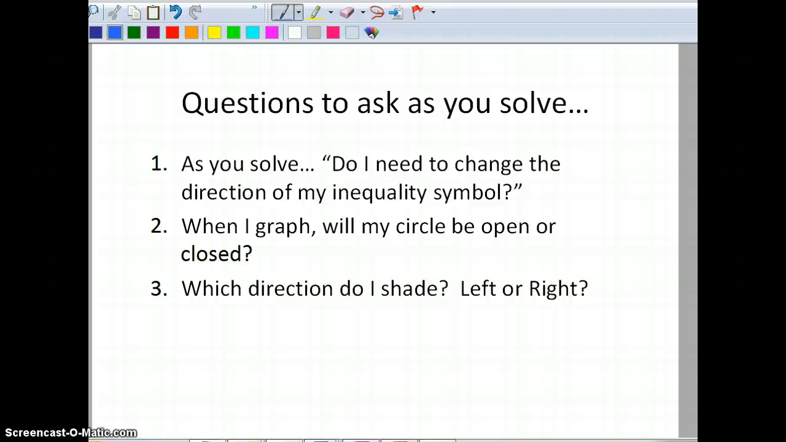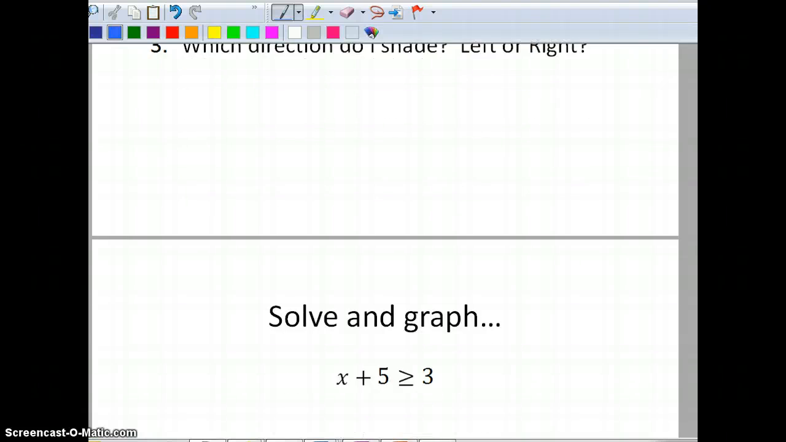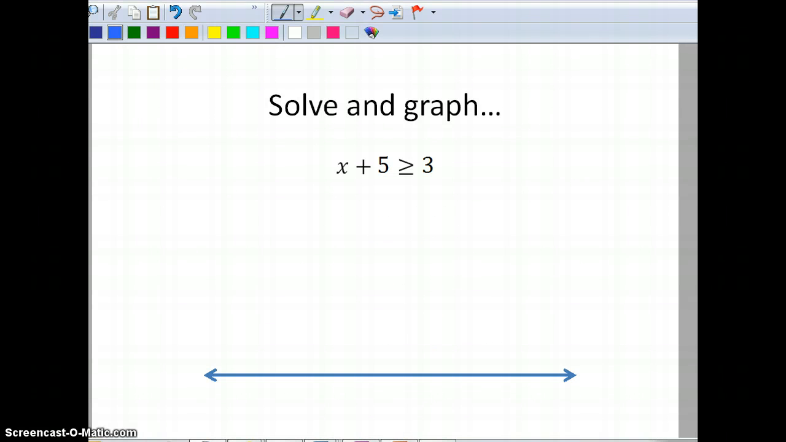Now a few questions I want you to ask as you solve. Do I need to change the direction of my inequality symbol? That just means, hey, did I multiply or divide by a negative number? When you're graphing, will your circle be open or closed? And which direction will you shade? Will you shade to the left or shade to the right? Let's work a few of these.